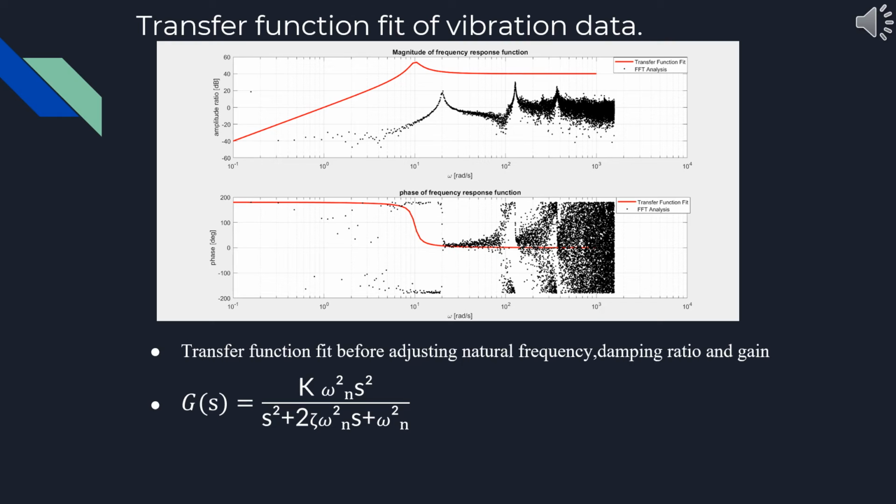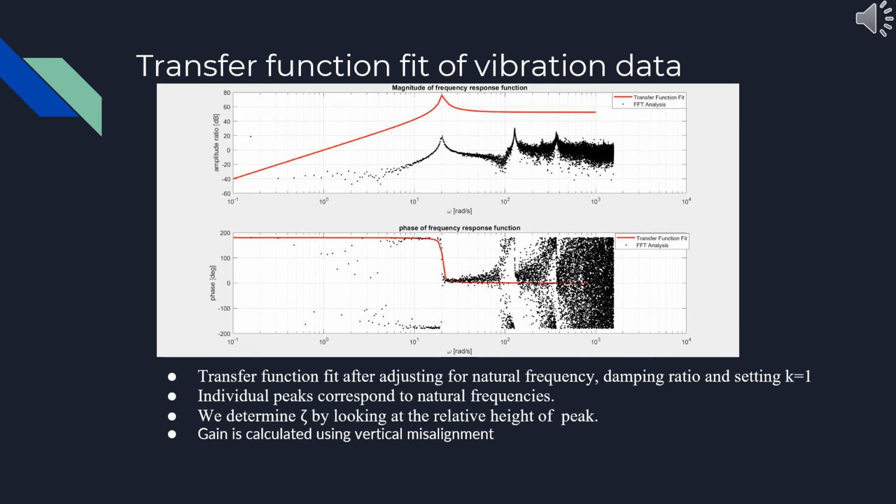So as you can see, here is the transfer function fit before adjusting for the natural frequency, damping ratio, and gain. The transfer function is given by the following mathematical expression. The natural frequency corresponds to the peak of this vibration data. We can determine the damping ratio by looking at the relative height of these peaks. And the gain is calculated using the vertical misalignment.